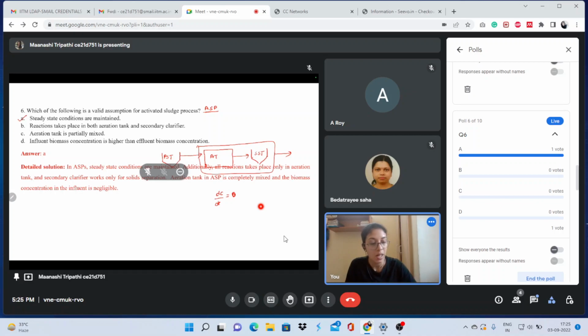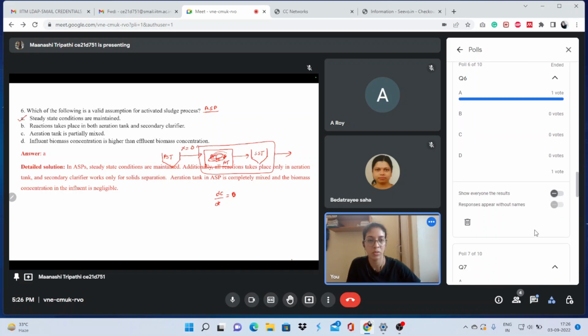And in the second statement, we assume that bacterial action is going on in the aeration tank, and in the SST, the secondary sedimentation tank, the flocs are just settling. No reaction is going on. That is very important. We assume that flocs are only settling, only settlement is going on, no reaction. And aeration tank is partially mixed? No, not at all. We completely mix the aeration tank. Influent biomass concentration is higher? No, no, no. We assume that influent biomass concentration is zero. We assume that no biomass is coming. Whatever biomass is there, it is generating inside this aeration tank. These are the assumptions.